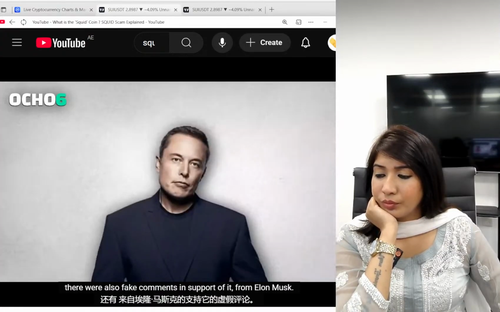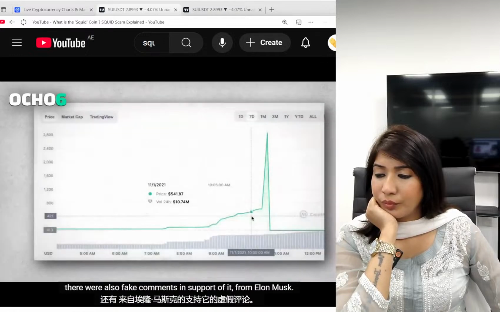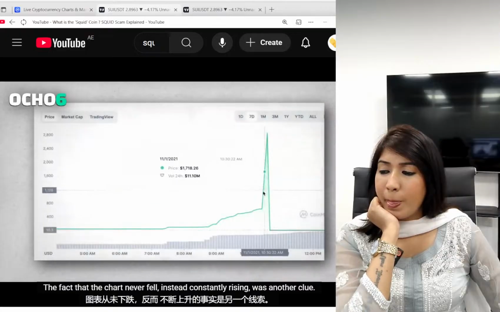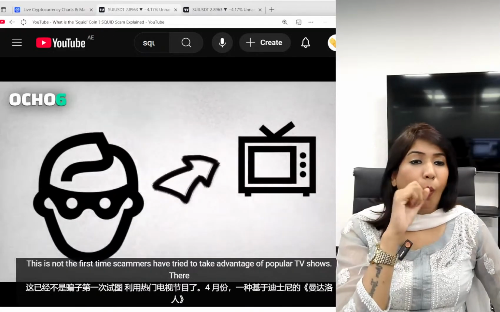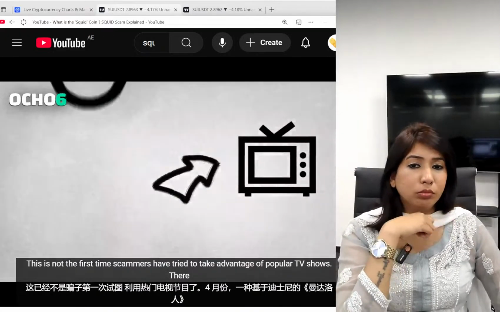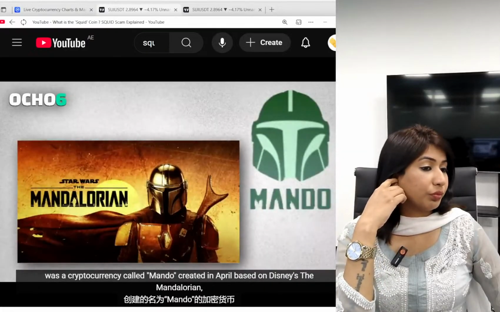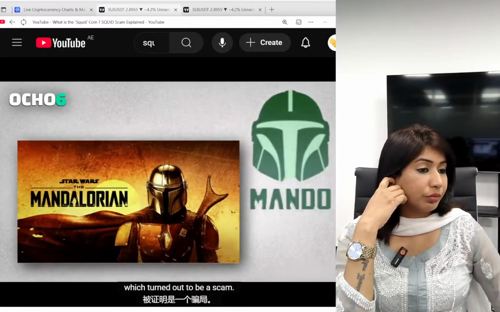There were also fake comments in support of it from Elon Musk. The fact that the chart never fell, instead constantly rising, was another clue. This is not the first time scammers have tried to take advantage of popular TV shows. There was a cryptocurrency called Mando, created in April based on Disney's The Mandalorian, which turned out to be a scam.